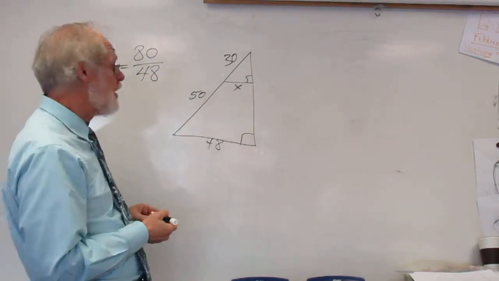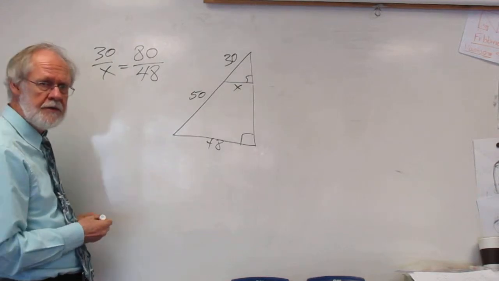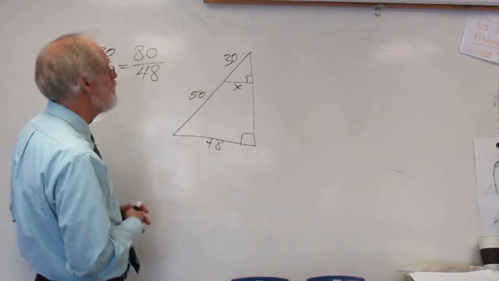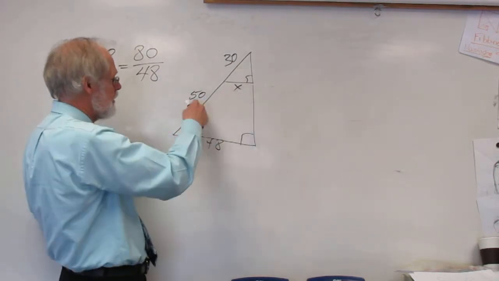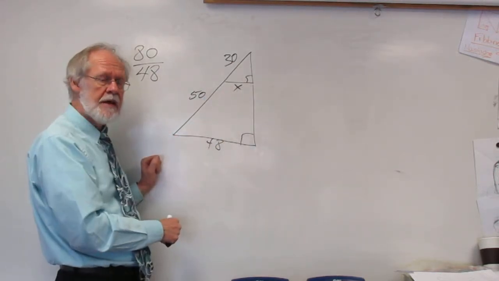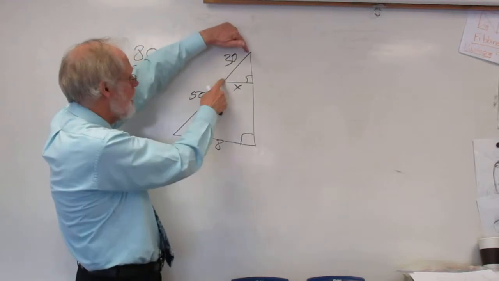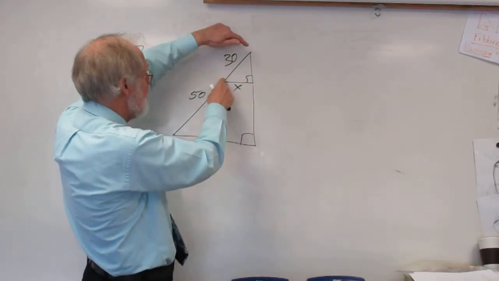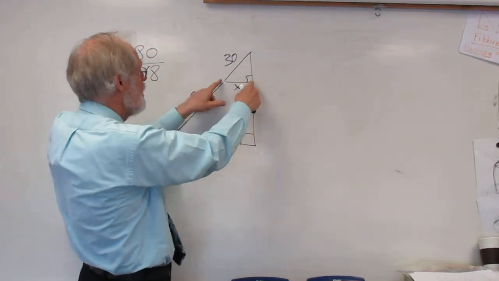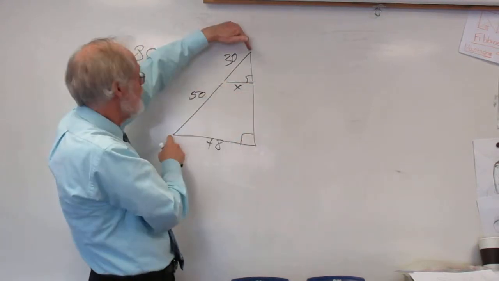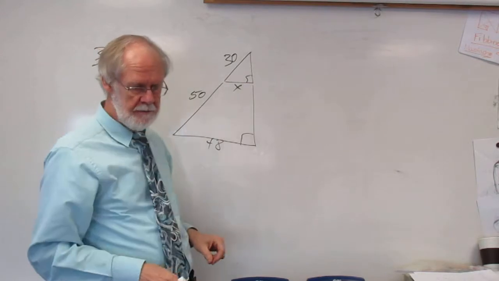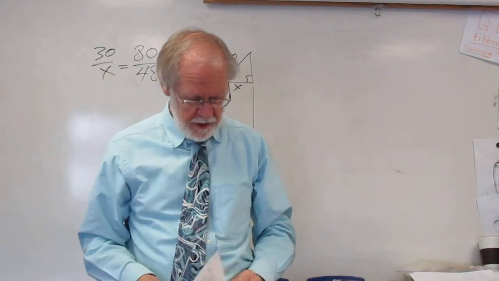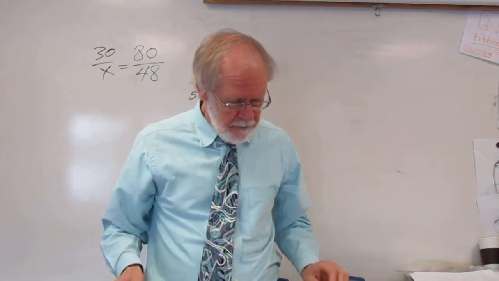And that you're going to solve by cross-multiplying, which we don't have to do because we've already gone over that. But make sure you don't make a mistake here and use 30 is to x as 50 is to 48. That doesn't work. It's hypotenuse of small triangle to base of small triangle, equal to hypotenuse of big triangle over base of big triangle. That one's important. Those do come up from time to time.